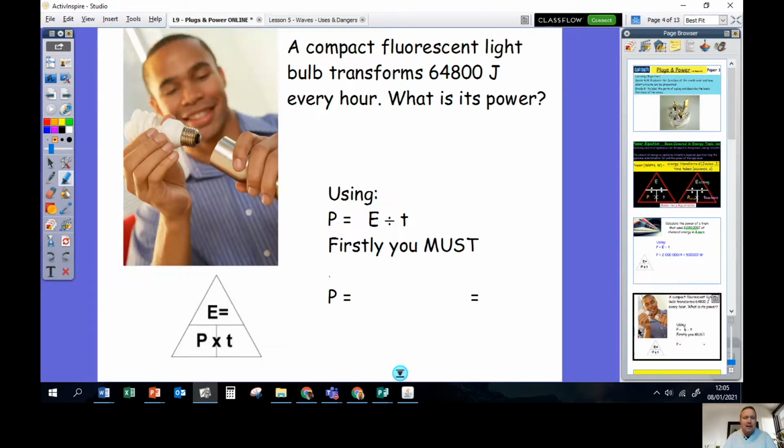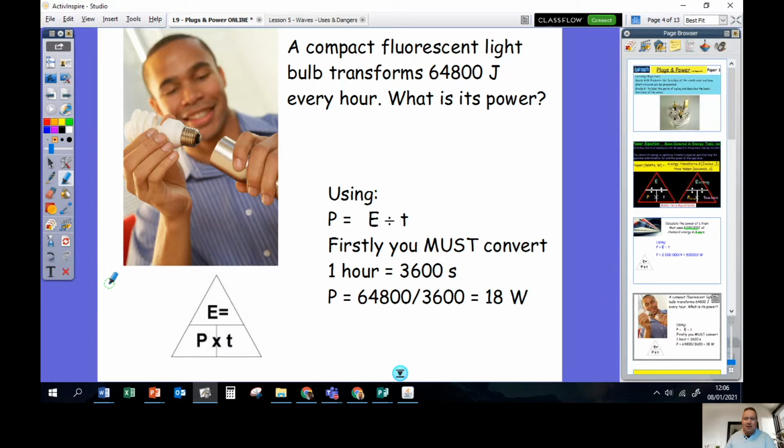Another example calculation: a compact fluorescent light bulb transforms 64,800 joules every hour. What's its power? So let's have a look. Power, cover up the P in my formula triangle, leaves me energy divided by time. But the sneaky thing about this is that the time isn't given in seconds. I'm given 1 hour of time. So if I'm going to get my calculation right, I have to convert any times into seconds. You might be given a time in minutes or in hours, but you must convert those times into seconds. So 1 hour is 3,600 seconds.